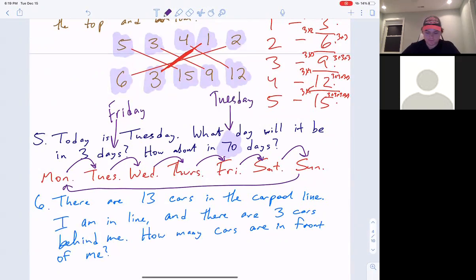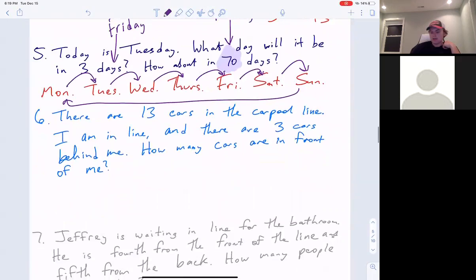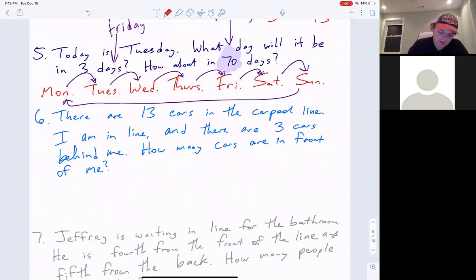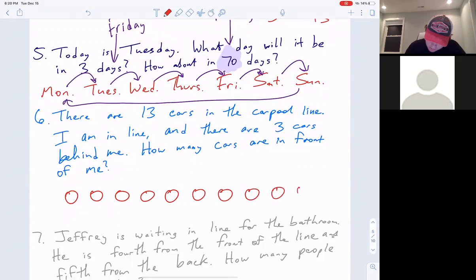On to question 6. There are 13 cars in the carpool line. I'm in line. There are 3 cars behind me. How many cars are in front of me? Okay, so it's a little bit tricky, but what we can do, and again, just as with all the other problems, you should pause the video and work it out on your own. But what I'm going to do is I'm going to draw these cars. I'm going to draw them in just circles because I'm not a great artist. You can draw them however you want.